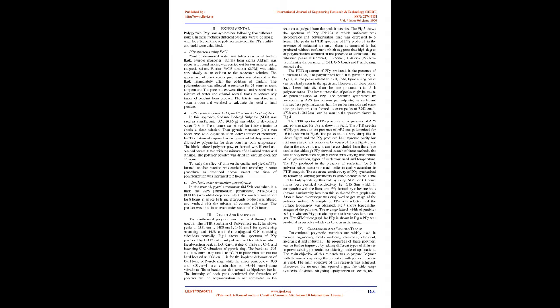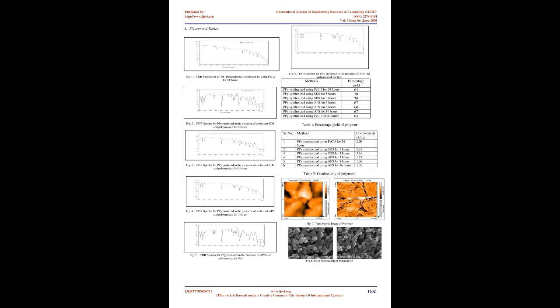The appearance of black color precipitates was observed in the flask immediately after the addition of oxidant. The polymerization was allowed to continue for 24 hours at room temperature. The precipitates were filtered and washed with a mixture of water and ethanol several times to remove any traces of oxidant from the product.